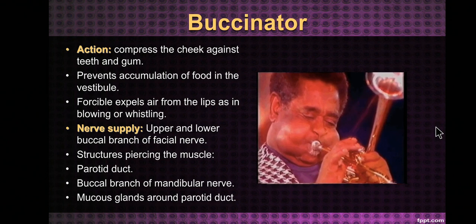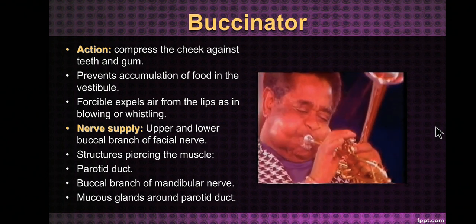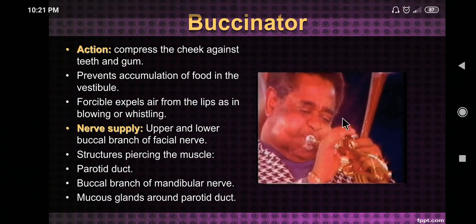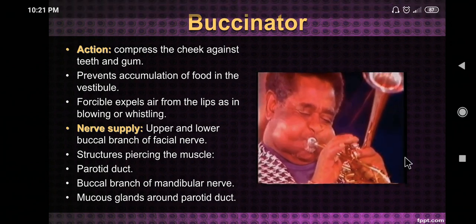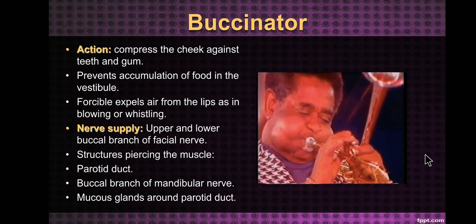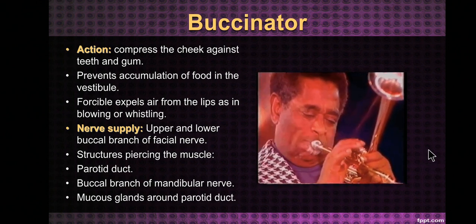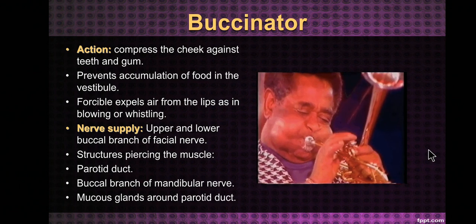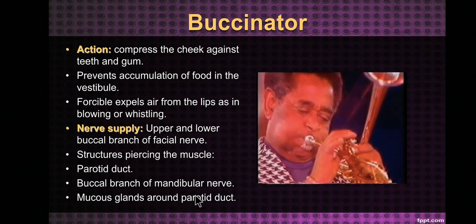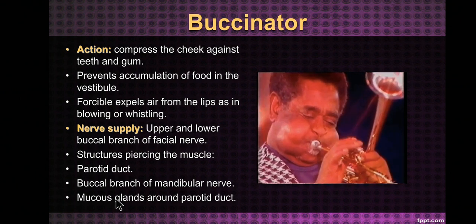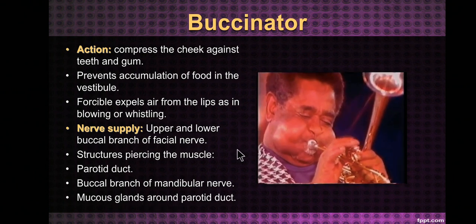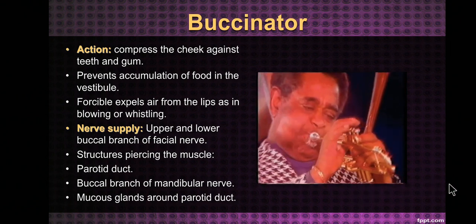Food does not get accumulated; it pushes the food into the oral cavity for mastication, and this muscle is actually pierced by the parotid duct, then the buccal branch of the mandibular nerve. This is actually a sensory nerve, the buccal branch of the mandibular nerve, and some mucous glands around the parotid duct. So these are the structures piercing the buccinator muscle.